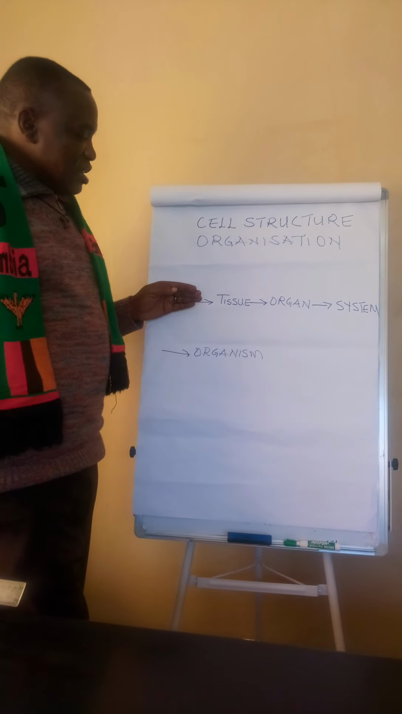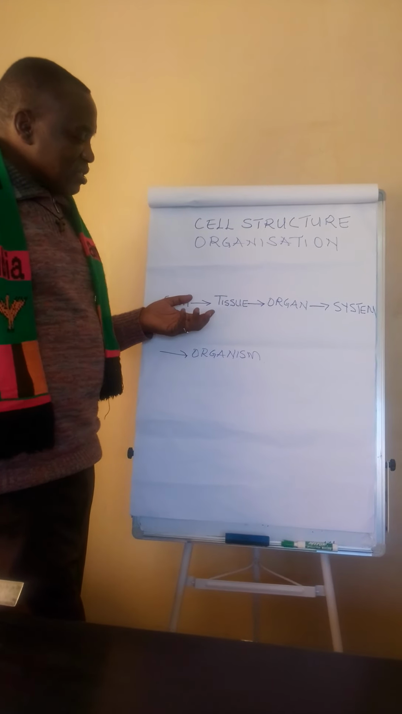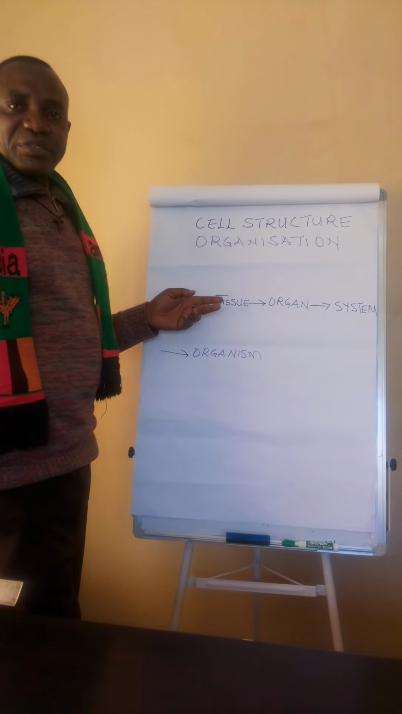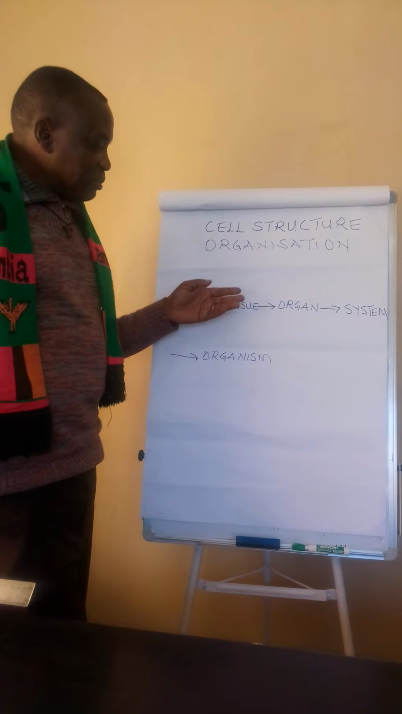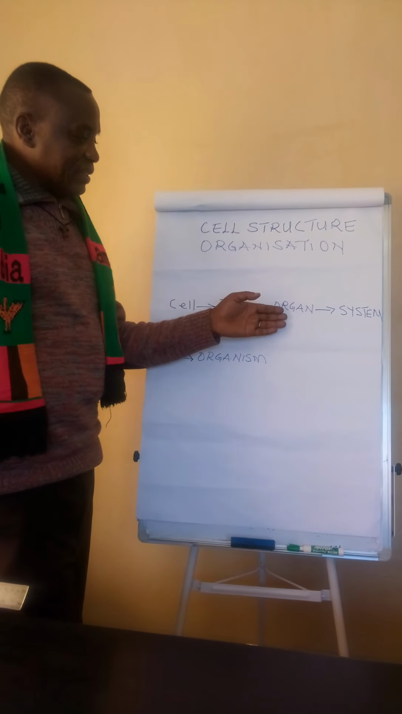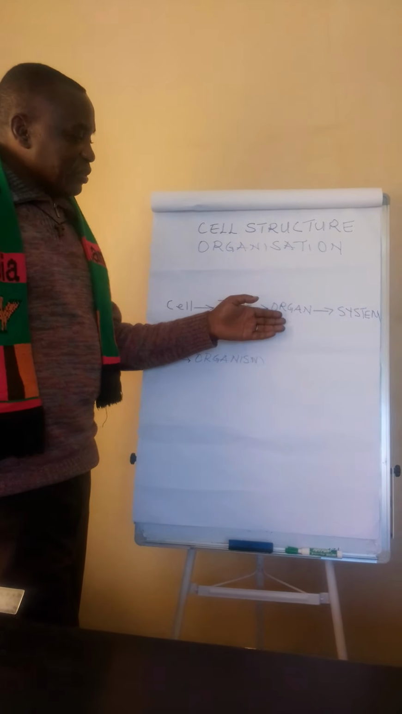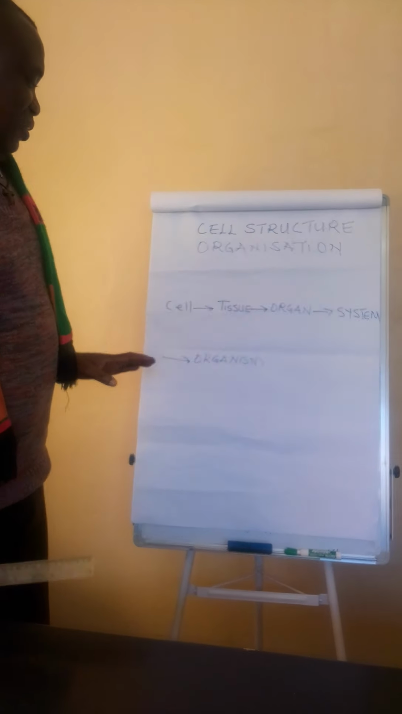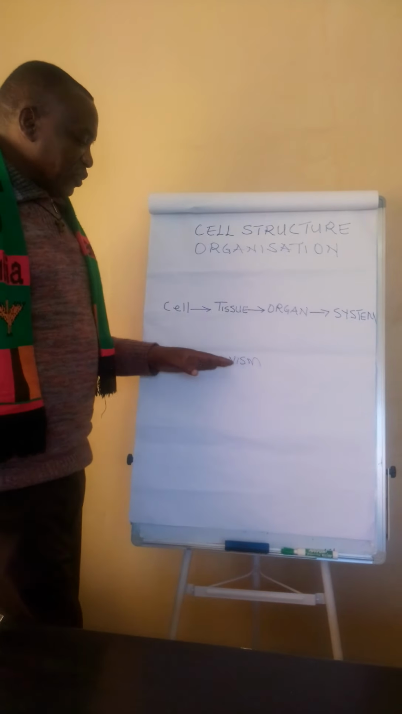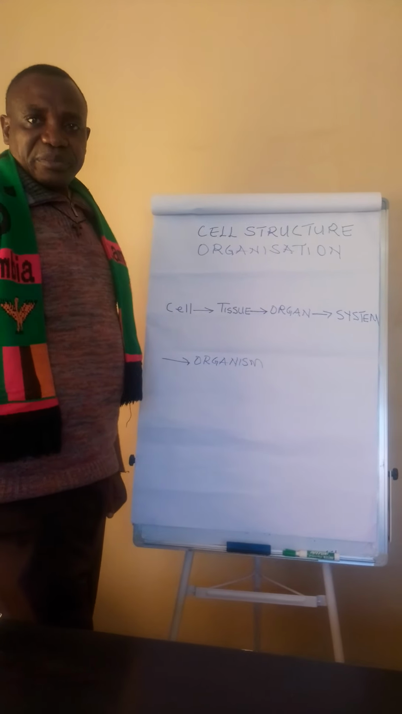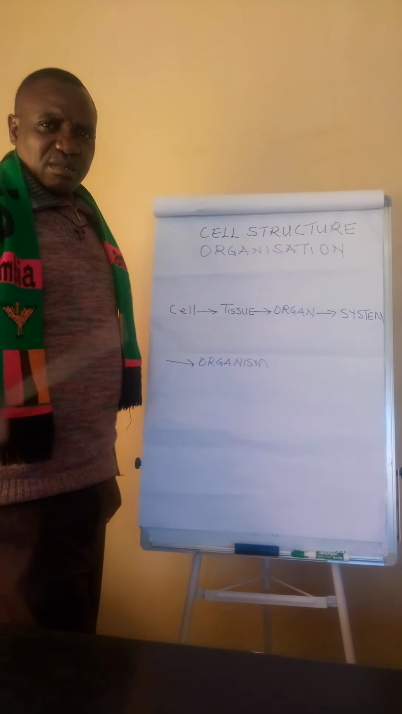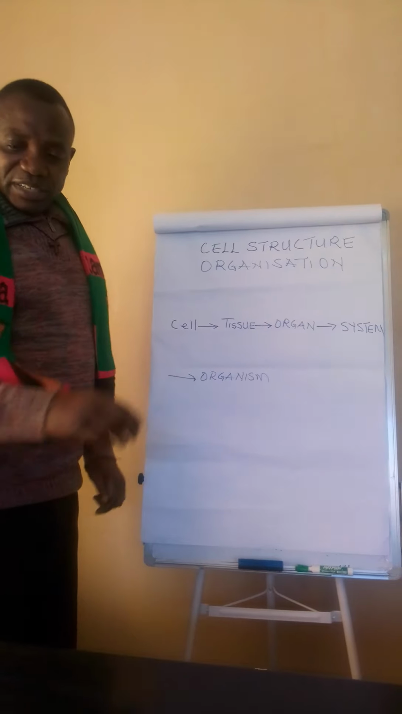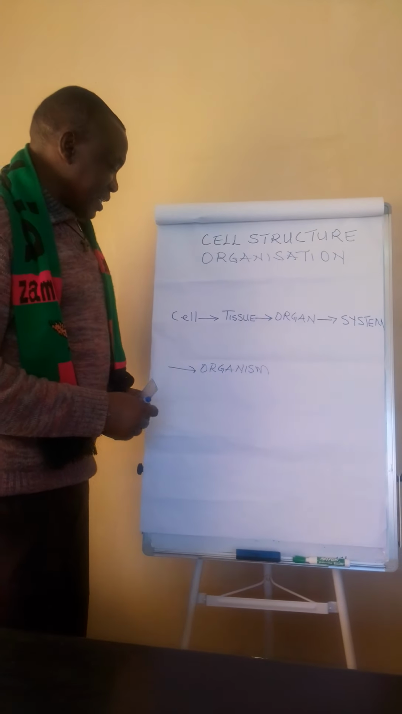And then from cells, you have 2 or more cells of the same type forming a tissue. And the tissues come together to form an organ. And the different organs come together to form a system. And the systems work together and come together to form an organism. Let me just illustrate what I'm trying to say here.